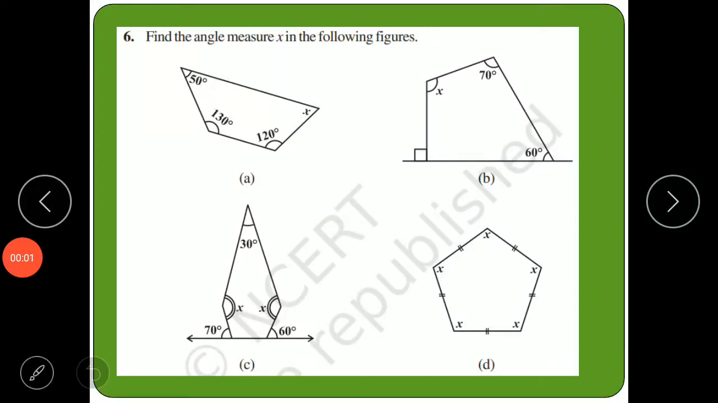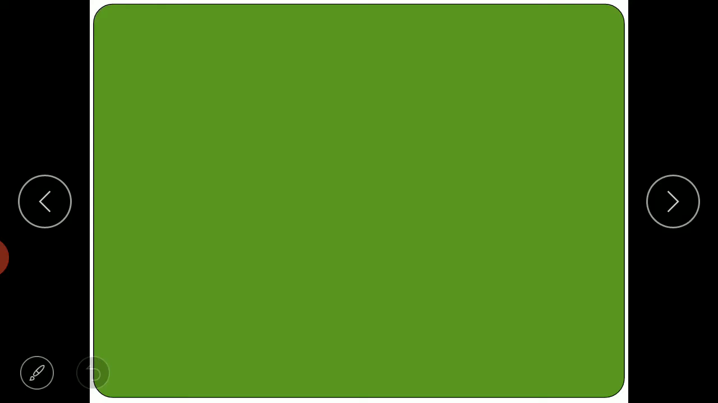Exercise 3.1, question 6. Find the angle measure x in the following figures. We are going to find the measure of angle x for the given figures. Let's see the first one.